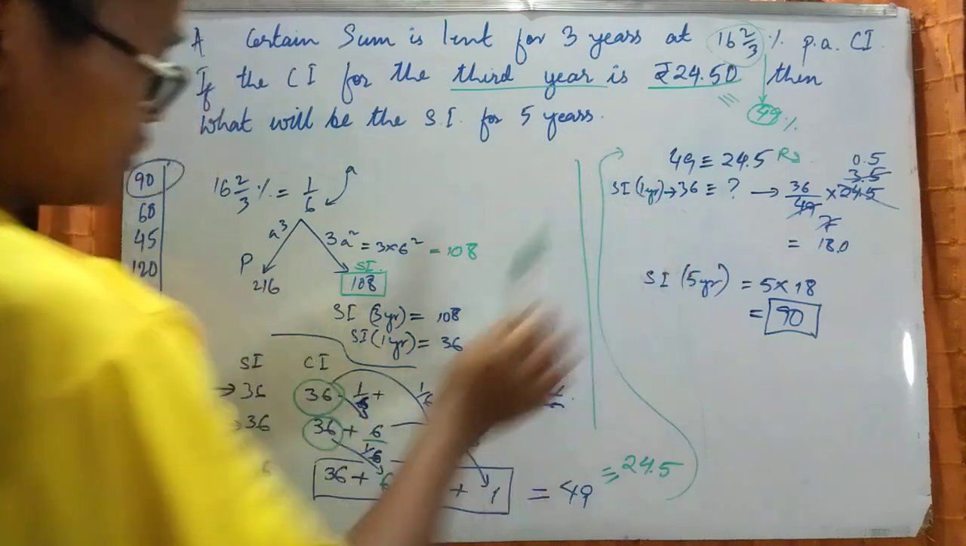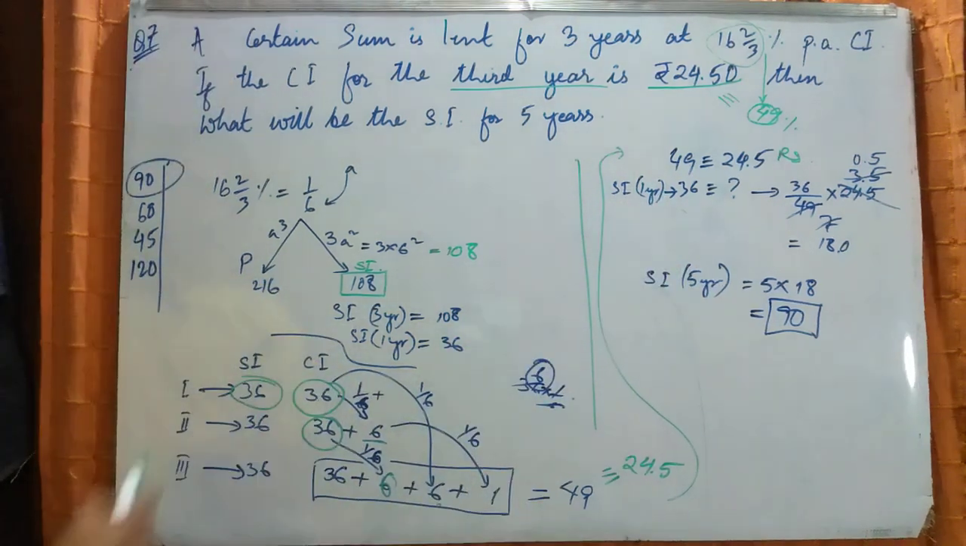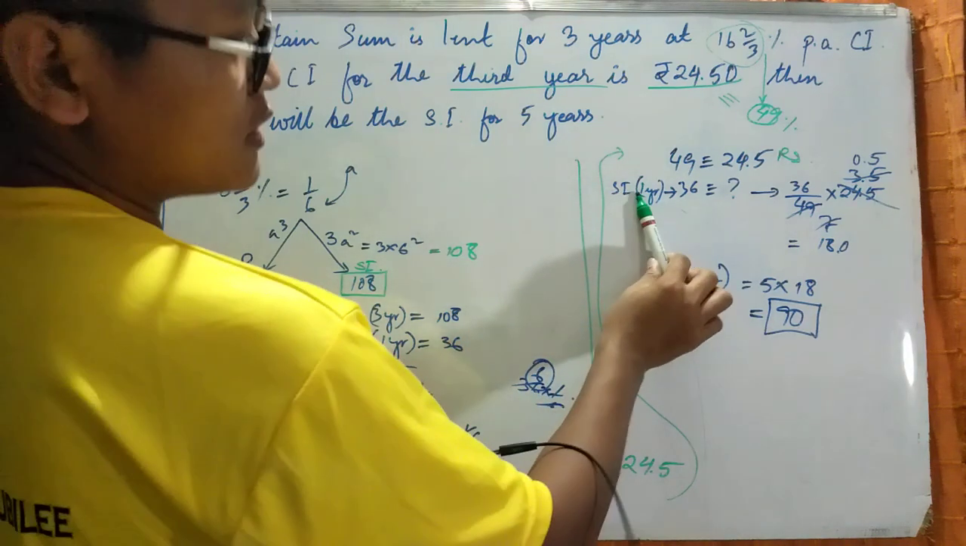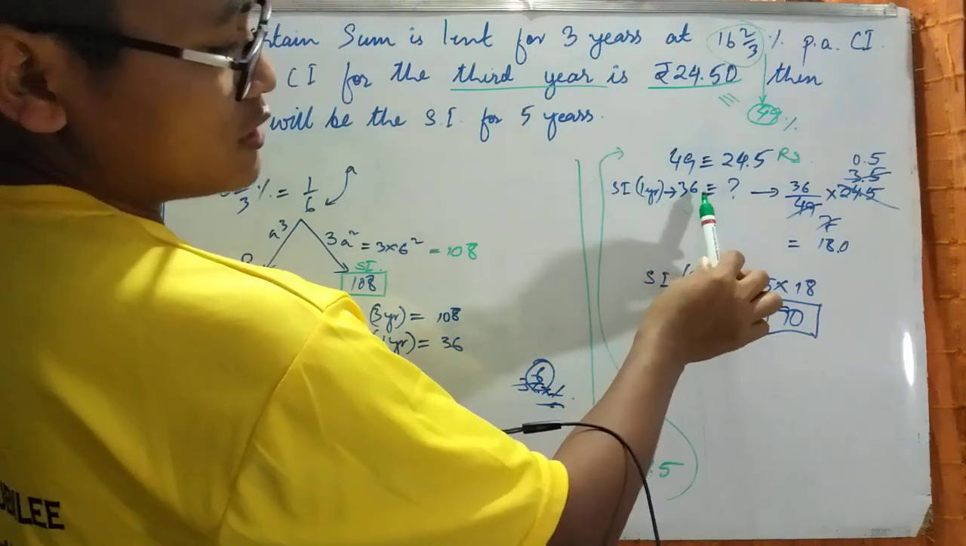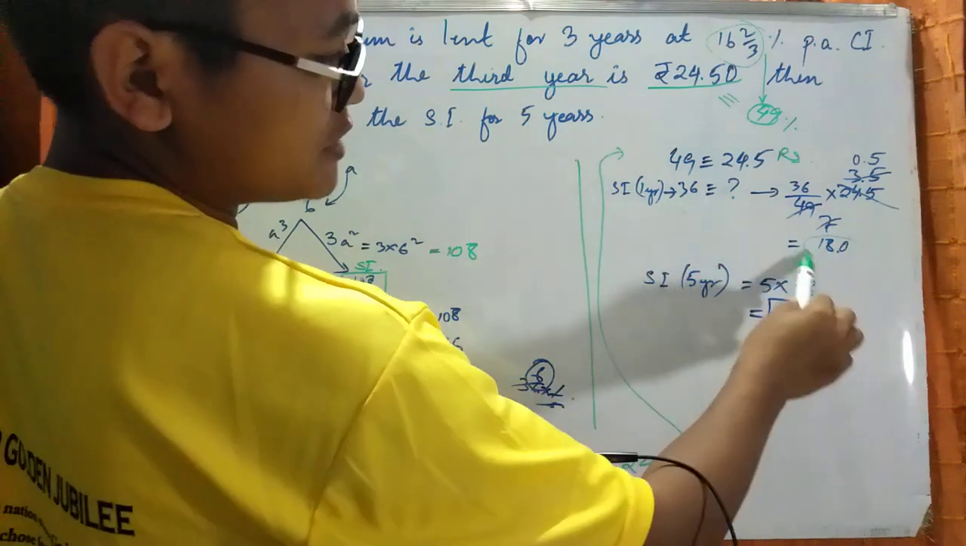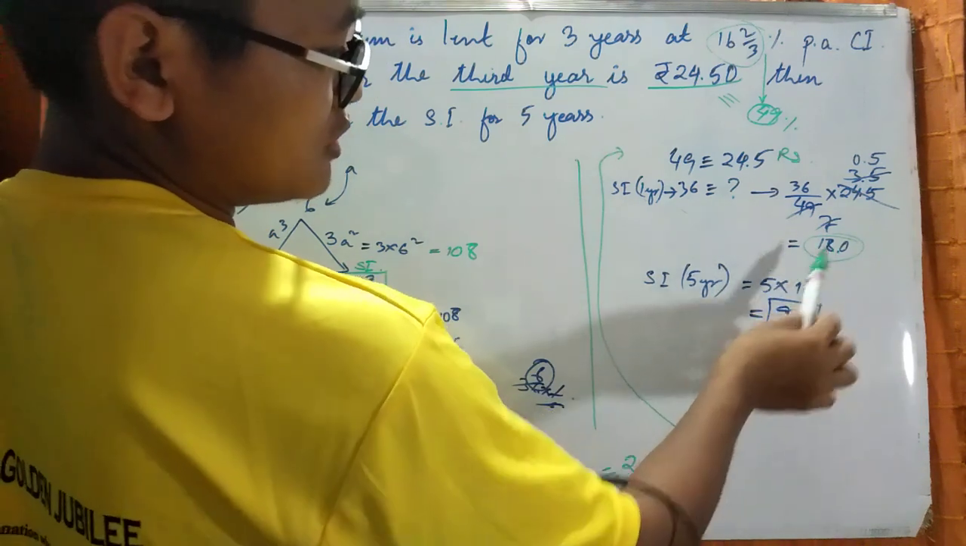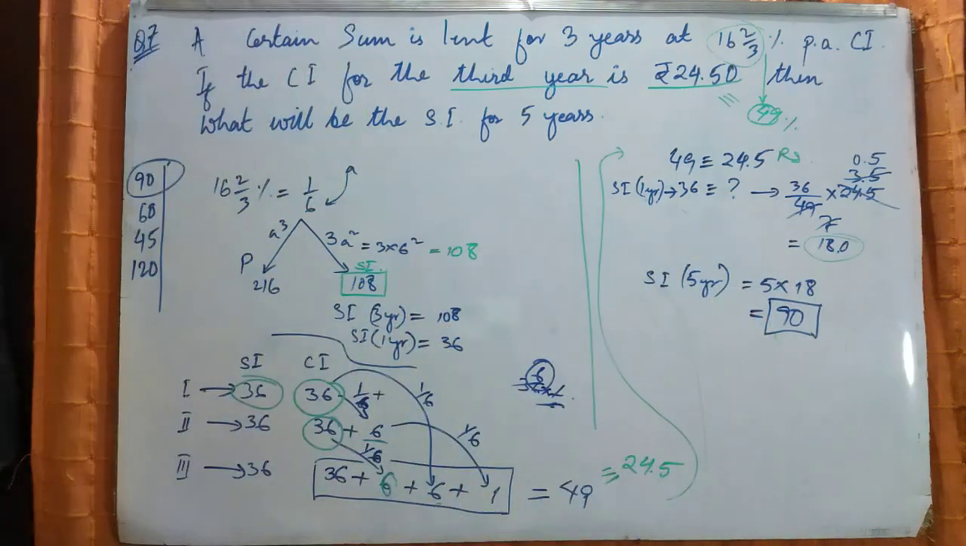36 units is 18 rupees, and then 18 into 5 gives the answer.